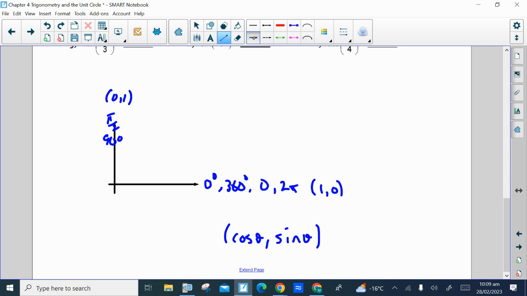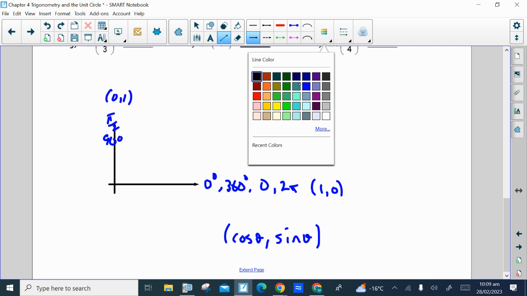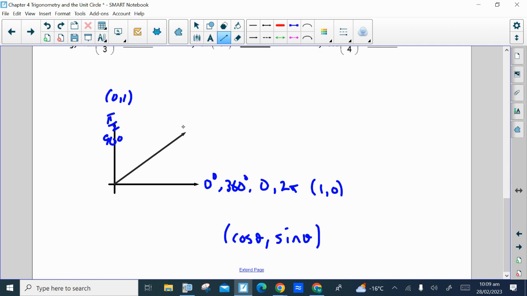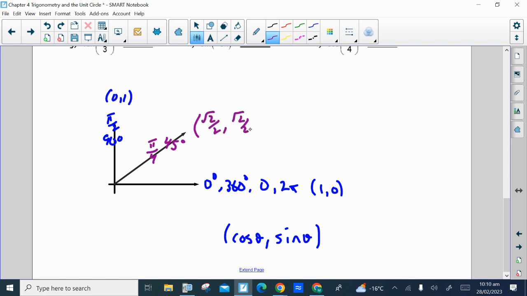Then we did pi on 4 radians, or 45 degrees. That's halfway between 0 and 90. Right, so this was pi on 4 radians, or 45 degrees. And we saw the coordinates there were root 2 over 2, comma, root 2 over 2. Initially that came from 1 over root 2, which we then rationalized.